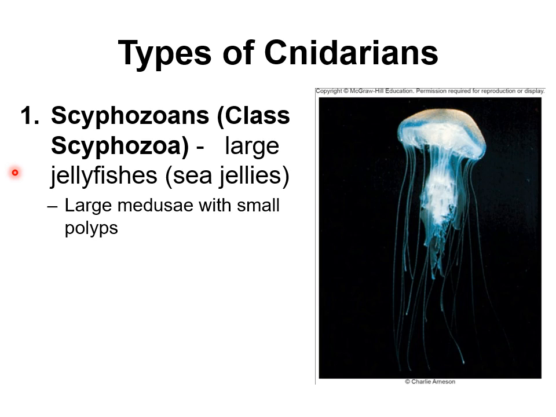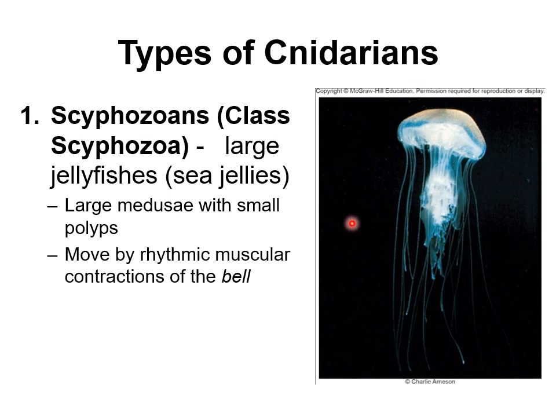How these things operate is that they have a large medusa that will switch to smaller polyps, and then back to a large medusa, and then back to small polyps. They spend most of their lives in this shape, and this is what we're used to seeing. But they do have small polyps as well. How these things move around is that there's a ring of muscles around the bell of this thing, which is called the bell.